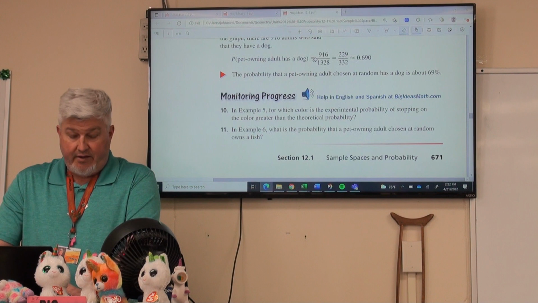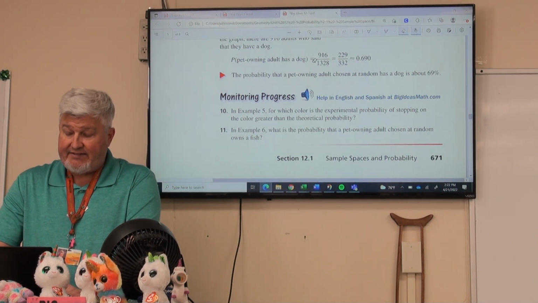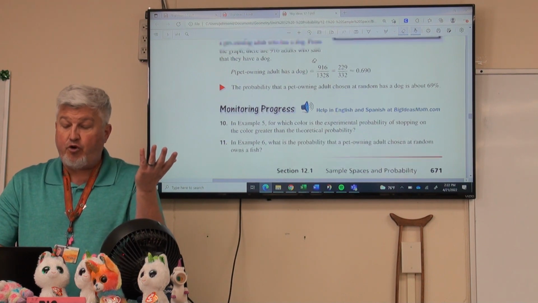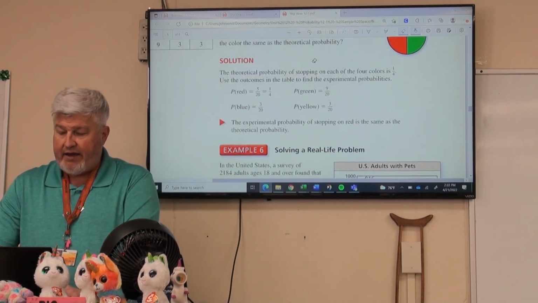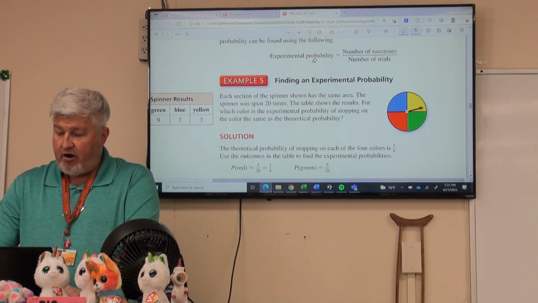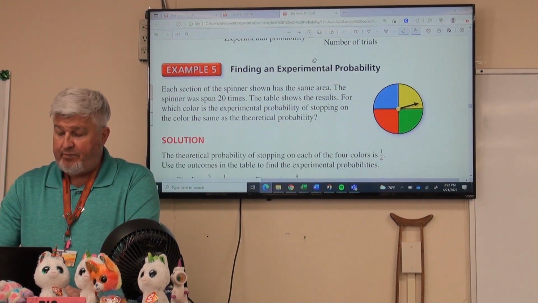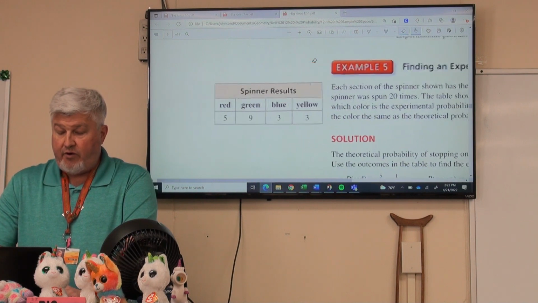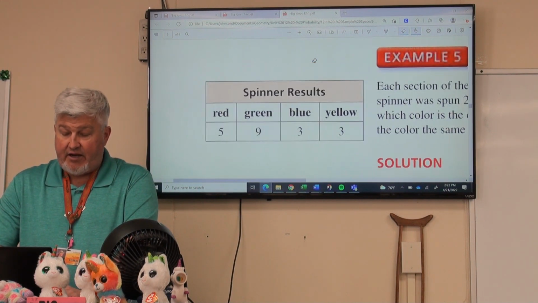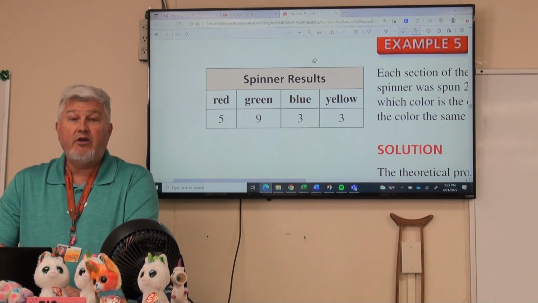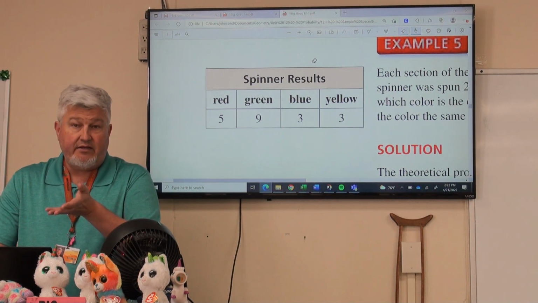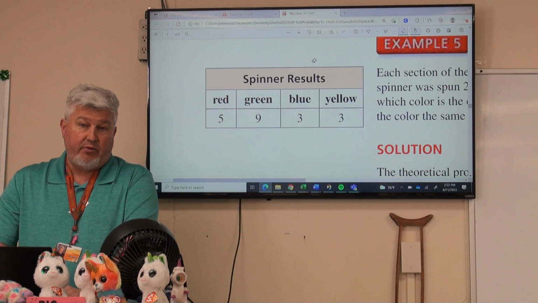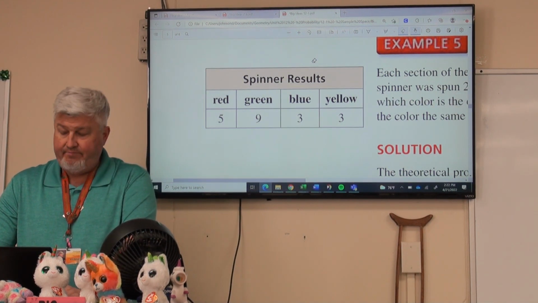And we're back. All right, so again, number 10, it said go back to example 5. For which color was the experimental probability greater than the theoretical probability? Recalling that our theoretical probability would be 5 times out of 20. When we look over our results, though, we see that one of those, and only one, was greater, and that was the green block. Okay, the green block was 9 when we predicted 5. That's all you do there.